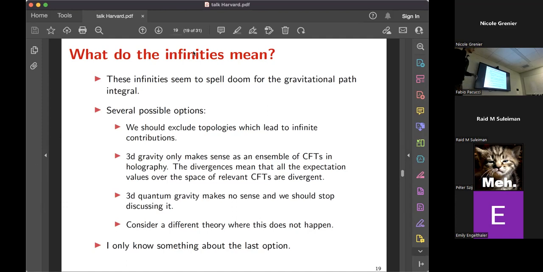Or we can say 3D gravity perhaps only makes sense as an ensemble of CFTs. These divergences then mean that all the expectation values that you can potentially compute are divergent. Such probability distributions exist, but I think it's not very useful, because then there's no quantity anymore that we can really study that is well defined. We can also say that 3D quantum gravity just makes no sense and we should finally stop discussing it. That's another option. Or the fourth option that I want to discuss a little bit is that we can consider other theories where less bad things happen, but still bad things happen. So let me go to this fourth option.